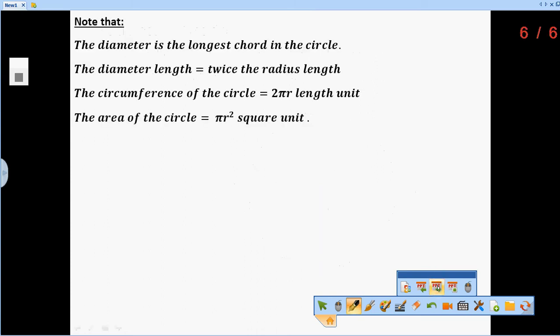Let us move to some other notes about the circle. We know that the diameter is the longest chord of the circle. We said it before. The diameter length equals twice the radius length. The circumference of a circle equals 2 pi r length unit. The area of a circle is pi r squared square unit. We must know these notes.